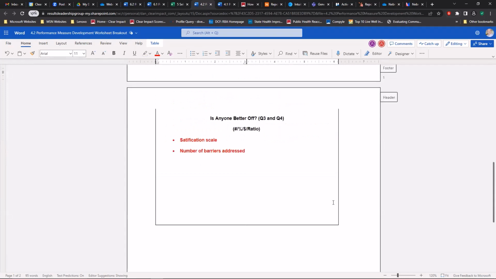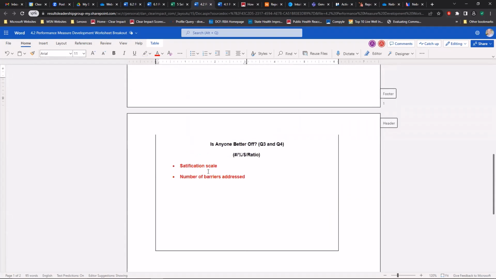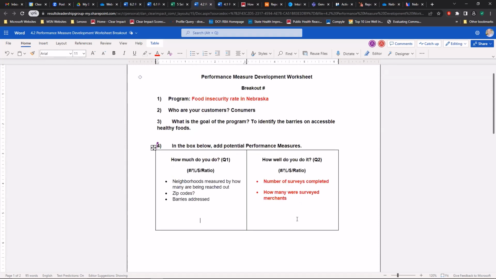And then, is anyone better off? We identified 2. Of course, the barriers addressed. The needs assessment needs to be able to identify those barriers. And then the second one would be satisfaction rate. So I guess after the grocery store is developed, based on the information, how many people are better off in terms of satisfaction, given what they need. All right, well, thank you.